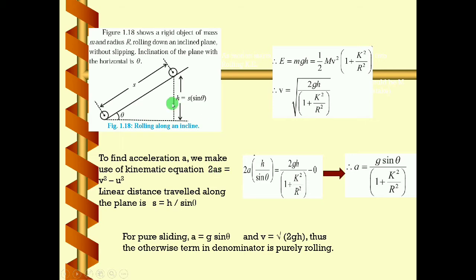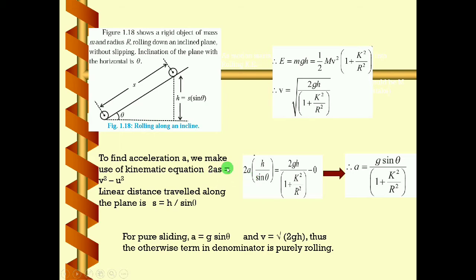Instead of s you can write, according to your figure, s will be h upon sine theta. In your figure this is a right angle triangle, this is your hypotenuse s, height here is h, angle is theta. If you define sine theta, that is opposite upon hypotenuse, opposite is h, hypotenuse is s. So sine theta will be equal to h upon s. Therefore h will be equal to s sine theta, or s equal to h upon sine theta. So instead of writing 2as, we are putting s in terms of sine theta.